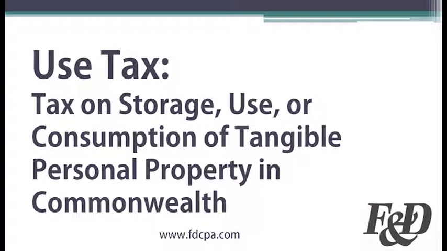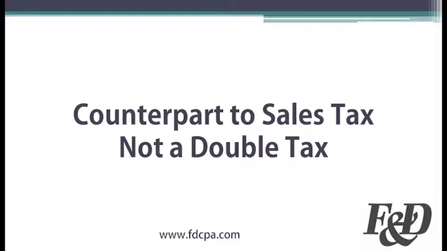There's another tax that Massachusetts imposes, and it is called the use tax. The use tax is imposed on the storage, use, or other consumption in the Commonwealth of tangible personal property purchased from any vendor or manufacturer, fabricated or assembled from materials acquired within or outside the Commonwealth. The same 6.25% tax rate applies. Now, just to be clear, this is a counterpart to the sales tax. It is not a double tax.